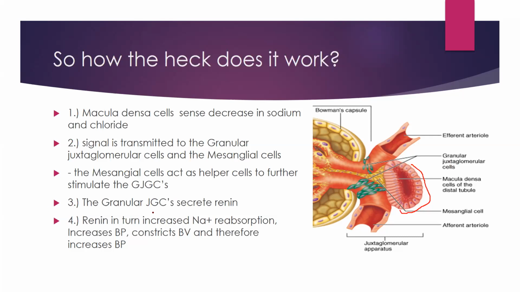So the granular juxtaglomerular cells, once they note that there is a decrease in volume via the decrease in sodium and chloride, will secrete renin. And then renin has a lot of other functions. Renin will indirectly increase sodium reabsorption. It will increase your blood pressure. It will constrict blood vessels and therefore raise the blood pressure. That's why a lot of these pharmaceuticals will target this mechanism, and it is important to know that so that you know how your pharmaceuticals act and why they behave the way they do.